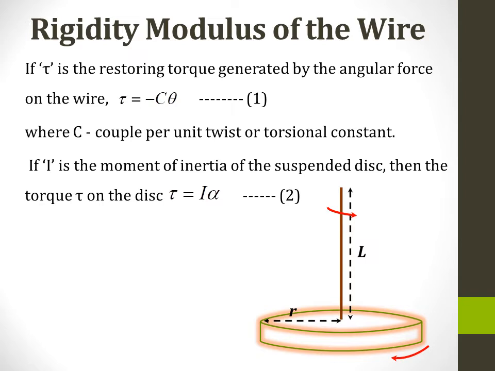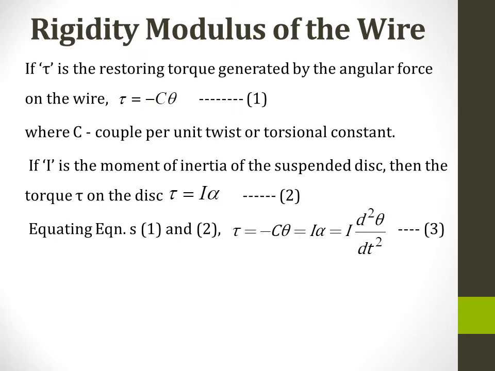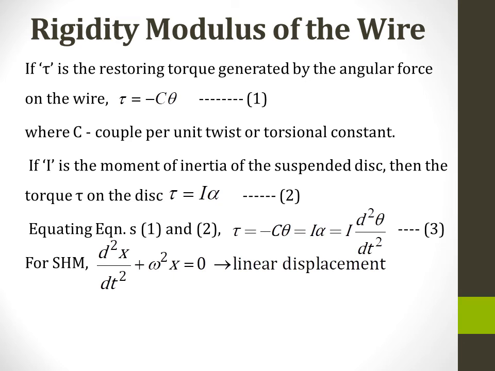The above two torques are represented by equations 1 and 2. Since we are looking at equilibrium conditions, these two equations must be equated, and we obtain minus c theta to be equal to I alpha, and we substitute for alpha to be d square theta by dt square, where theta stands for the angular displacement. We represent this as equation 3.